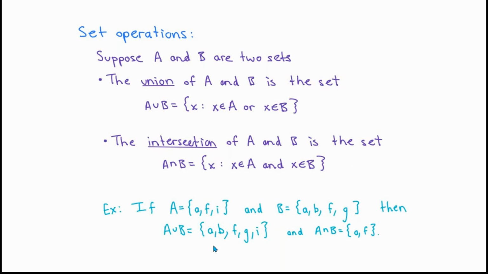The union of these two sets is the set of all elements which are in A or B, or possibly both. In other words, it's what you get by putting all of the elements of A together with all of the elements of B. Since these are sets, we're not allowing repeated elements, so A union B is just going to be the set consisting of the letters A, B, F, G, and I. Similarly, the intersection of these two sets is going to be the set of all elements which are in both of the sets. By examination in this case, we can see that A intersect B is the set consisting of the letters A and F, since those are the only two letters that both sets have in common.